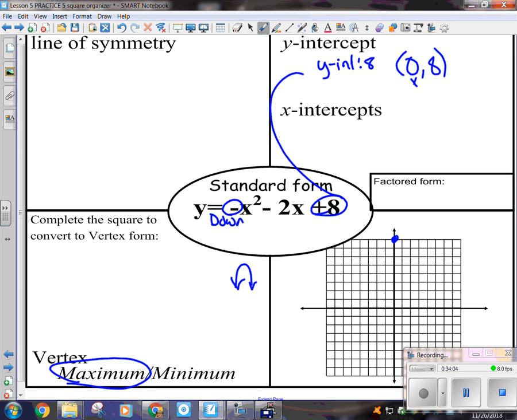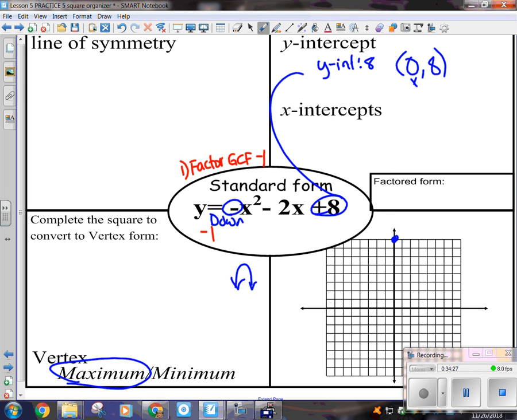Anything else? That's all we can get from this form, isn't it? What do I need to do first as far as factoring this? I need to factor out the negative. So first thing I want to do is factor the GCF, and it's just one number. I want to factor out a GCF of negative 1.